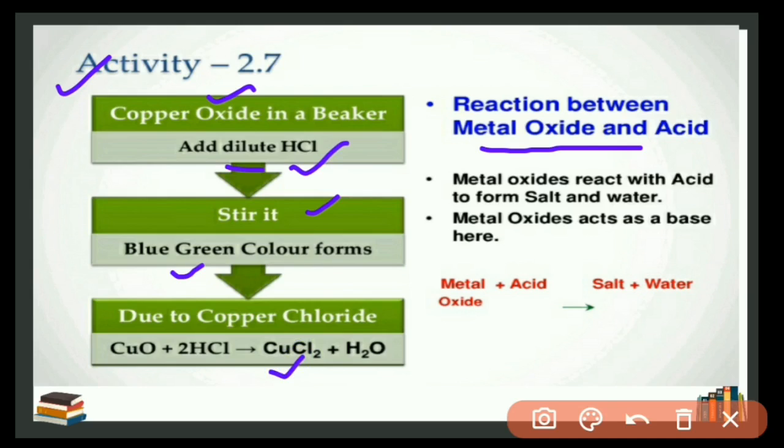So we can write the general chemical equation for this reaction. Copper oxide, when it reacts with 2 moles of hydrochloric acid, forms the salt copper chloride and a water molecule. We know that the nature of metal oxides is basic, so when an acid and a base react, they form salt and water. So in word equation form we can write: metal oxide plus acid gives rise to salt and water. So it is also a type of neutralization reaction.